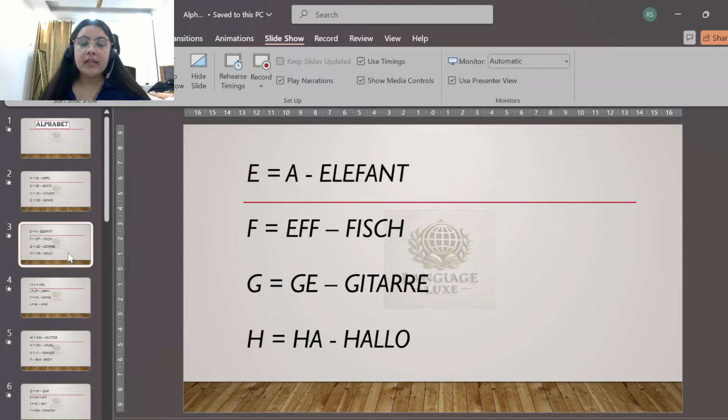Now, E. E is pronounced as A in German. So it is Elefant. F, Fisch. G, Gitarre. H, Hallo. As you can see, I have said Gitarre with the E at the end. In English, whenever E comes at the end, we don't pronounce it. But in German, we are supposed to pronounce it with a slight emphasis.